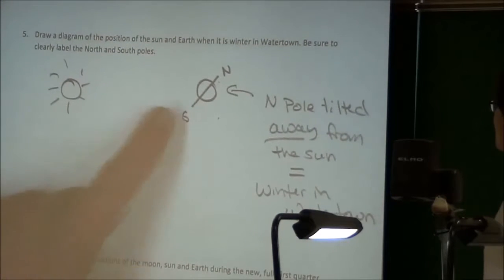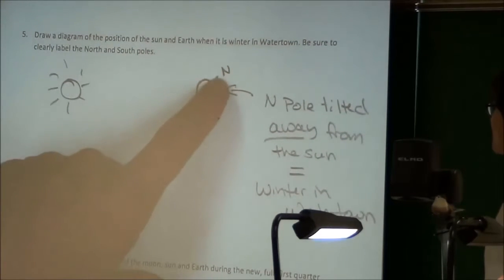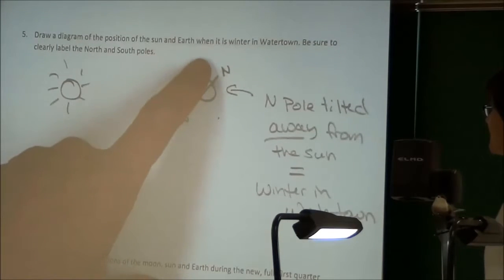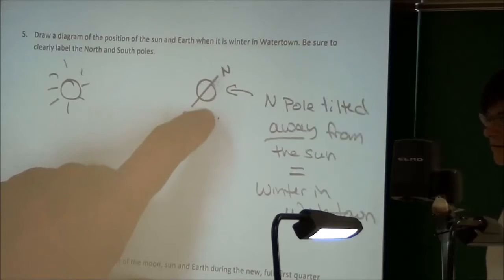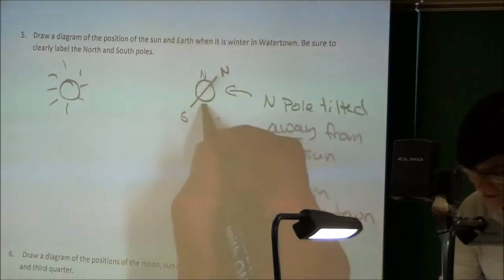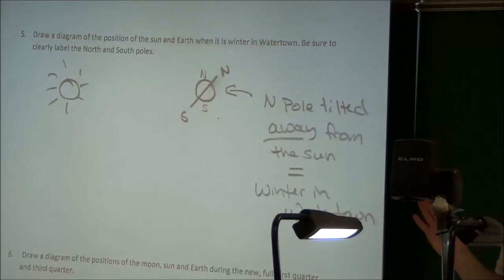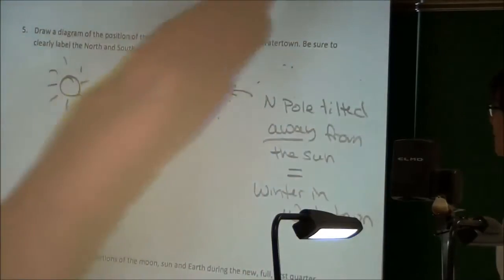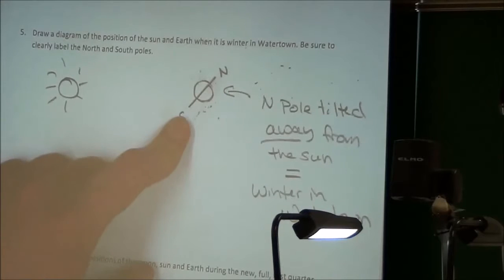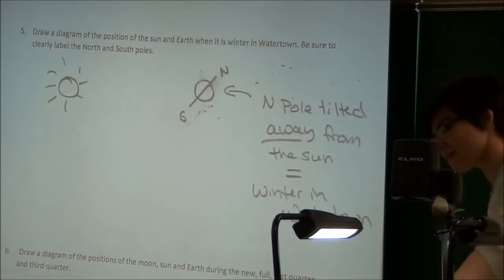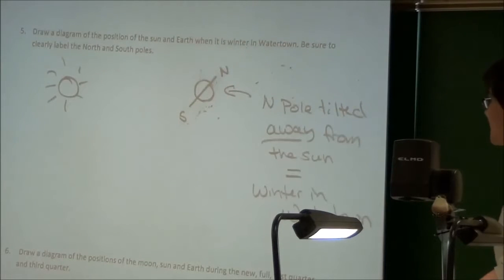Perfect. Notice I labeled the North Pole, this little end of the stick, as the north, and this is the South Pole. This is not north, this is not south, okay? On the test, I saw some people doing north like this and south like that. That doesn't make any sense, okay? The North Pole is the tip of that axis. That's true north, and the tip of this axis is true south, okay? There's also magnetic north and magnetic south and so on, but that's outside the scope of this course.